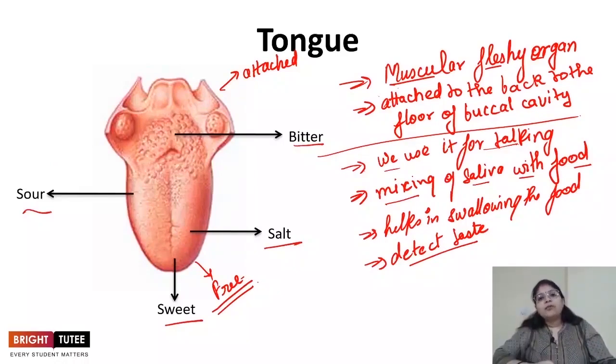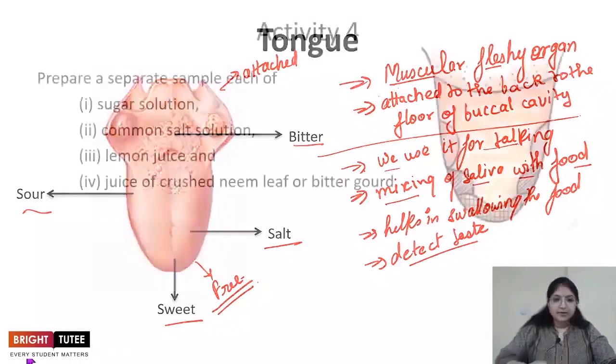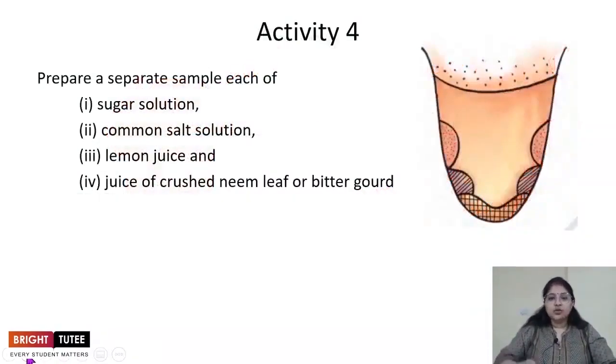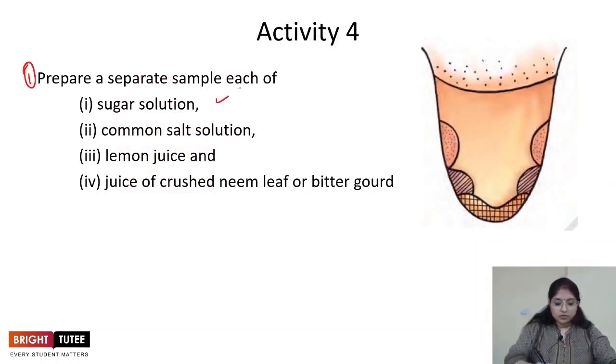To see where we find each, there are different regions of the tongue which detect different tastes. To understand this in a better way, let's do this activity. It's a very fun activity and you'll enjoy doing it. The very first step is to prepare sugar solution, common salt solution, lemon juice and juice of a crushed leaf or bitter gourd. In Hindi we call it karela.